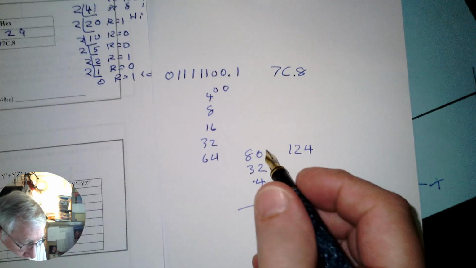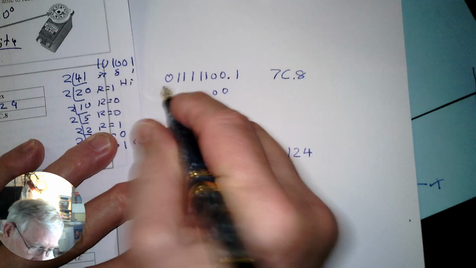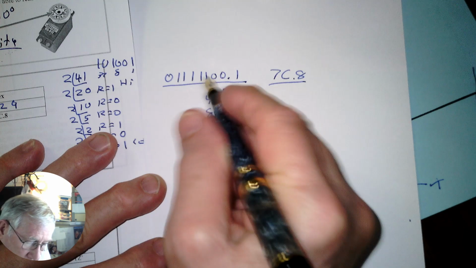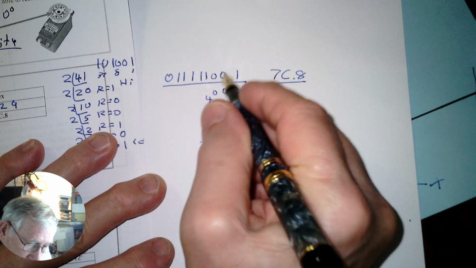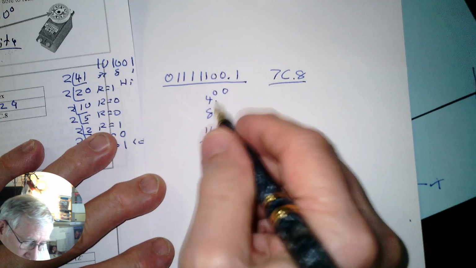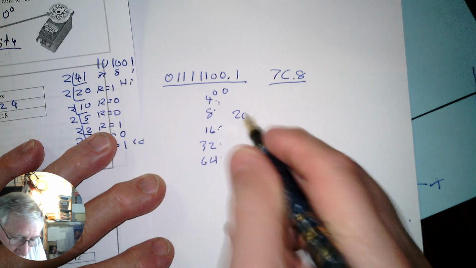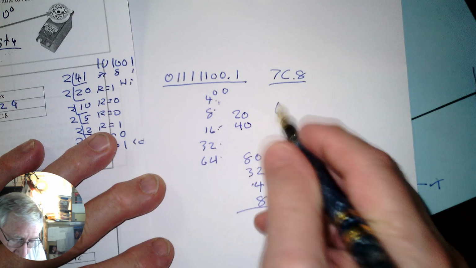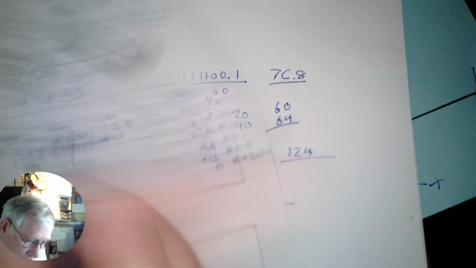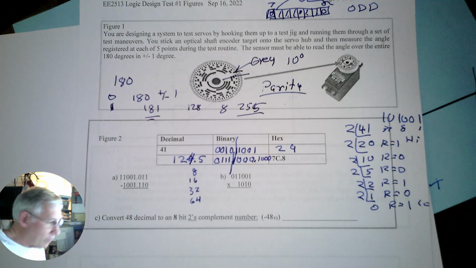I was writing too small. So here's the number. So 7C turns into 1.0011111. So that'd be 1, 2, 4, 8, 16, 32, 64. All right, 4 and 16 is 20, 8 and 32 is 40, so that's 60. 60 and 64 is 124. So it's 124.5. Okay. All right.